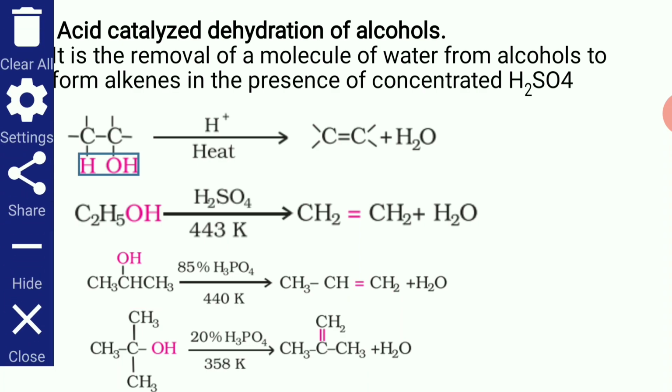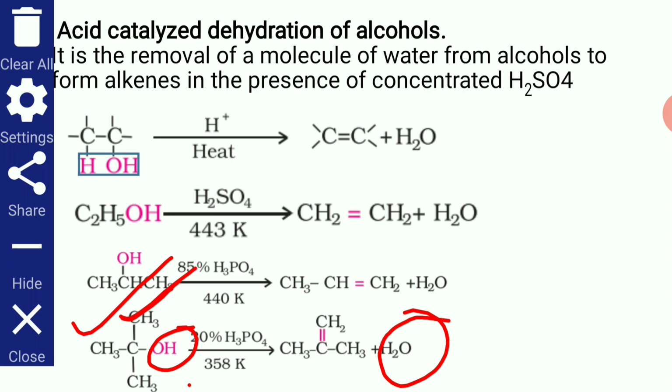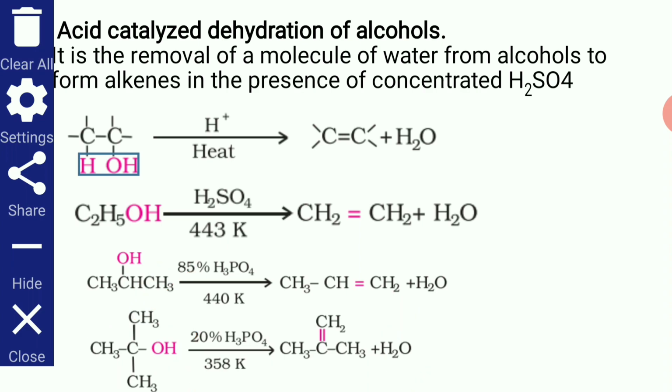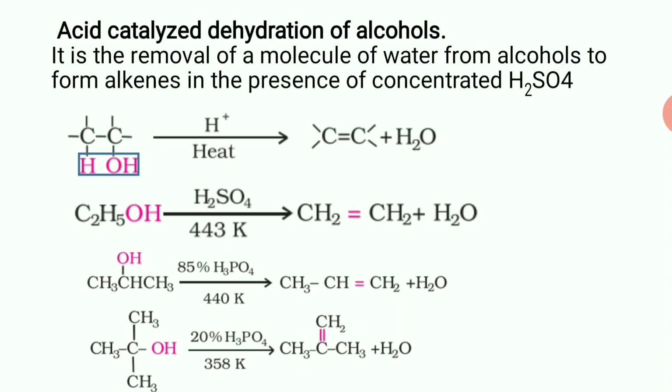Similarly, in the case of tertiary alcohols, the hydroxyl group of the compound will combine with one of the hydrogens of the neighboring carbon. Suppose this carbon's hydrogen combines with the hydroxyl group, so it will give a water molecule and the number of bonds between these two carbons will increase from 1 to 2. That is, the double bond formation will take place and the formation of alkene will occur.